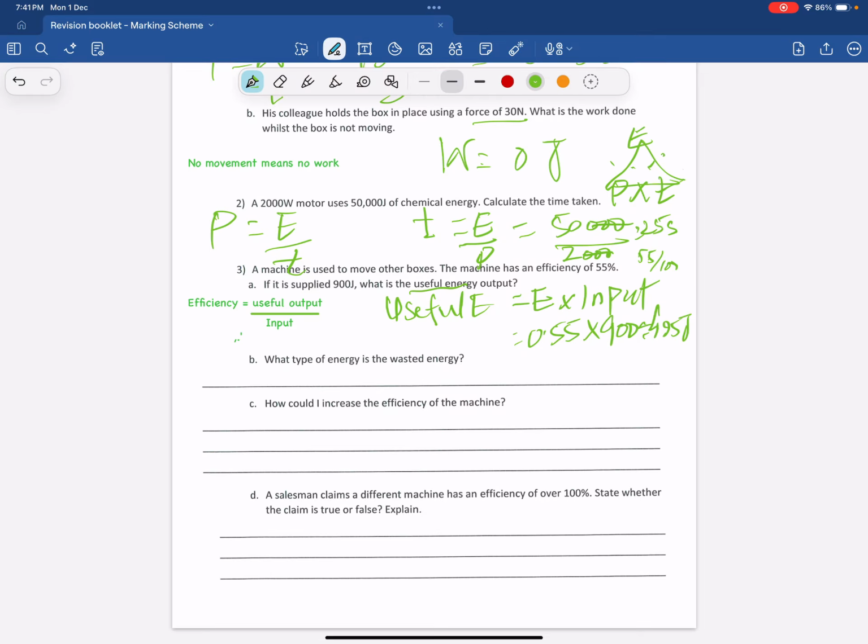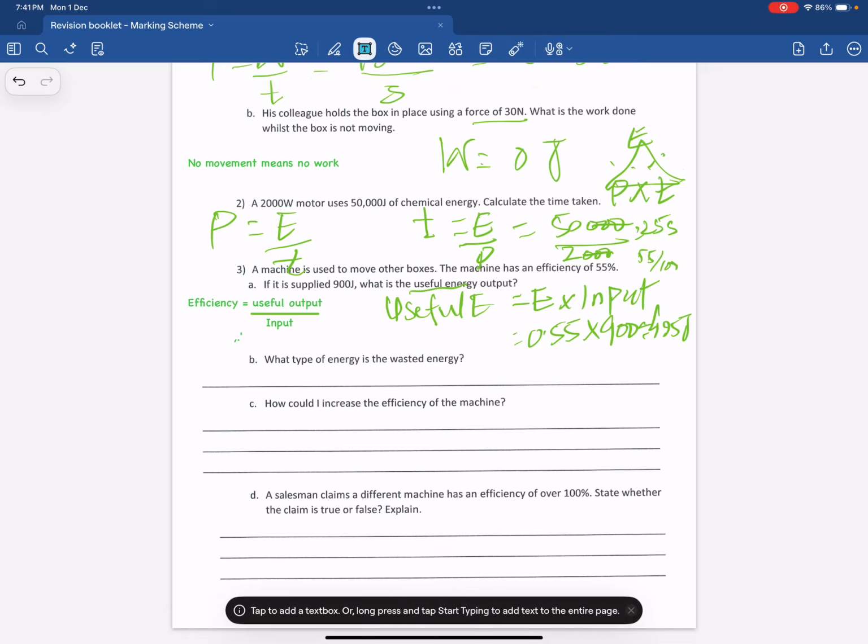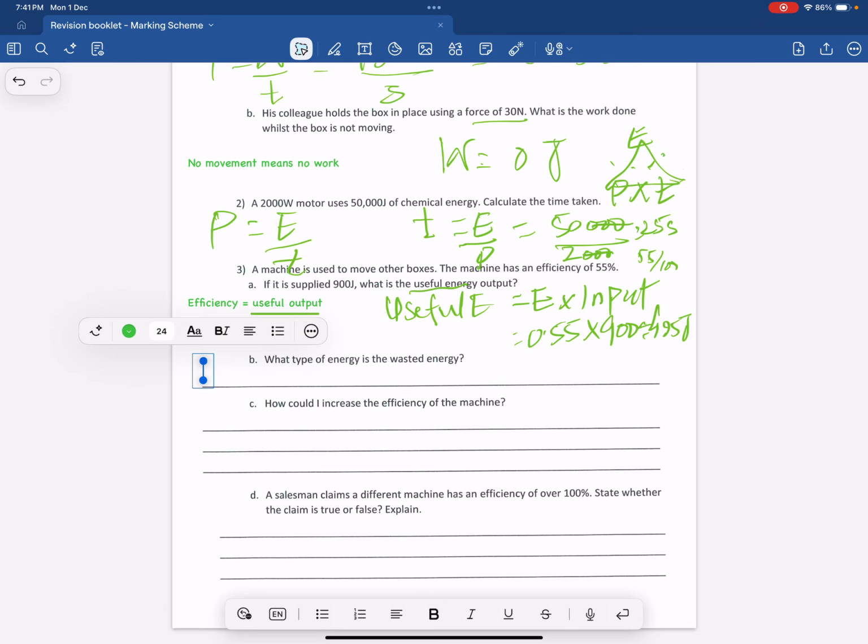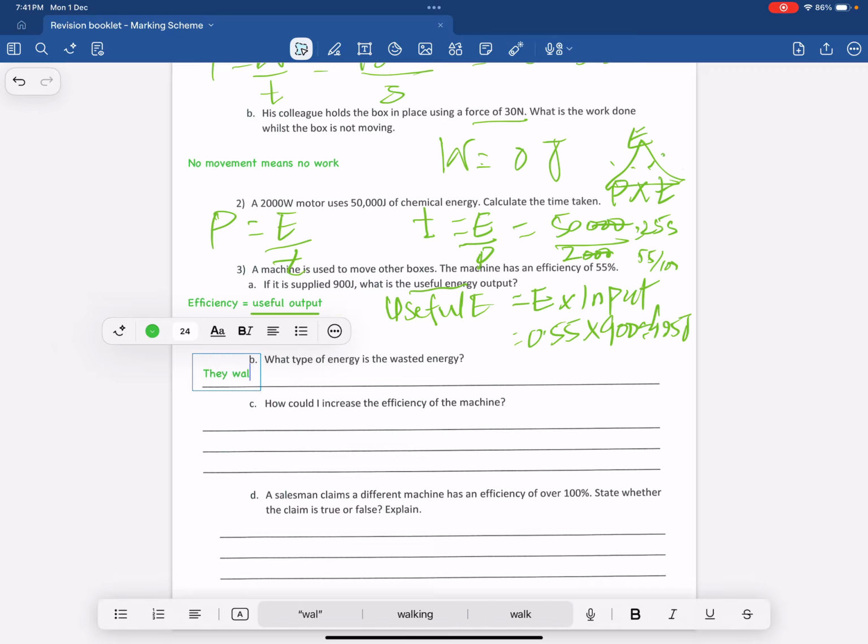Moving forward, what type of energy is wasted? Now, I'm sorry, you can see machine. So in a machine we expect the friction, and friction always gives you what, that is thermal energy. So you can say thermal energy, or it could be sound as well, because a machine can make sound. Thermal energy or sound energy. So that will be the answer.